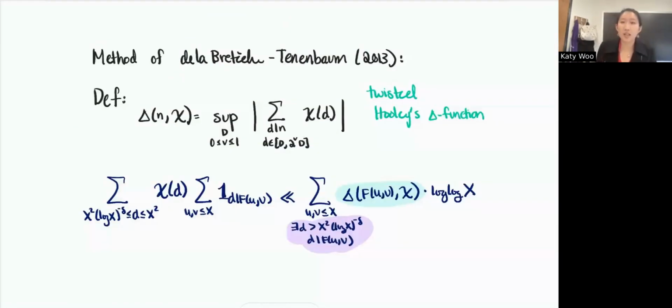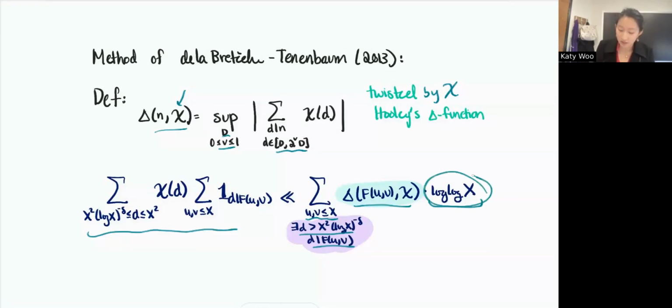So let's define, for a non-trivial character chi, delta of n, chi to be the supremum over d and exponents v of the divisors of n sitting inside of some dyadic range of chi of d. We'll call this the twisted Hooley delta function because it's twisted by the character chi. You can show that the contribution from these large moduli will be bounded by the sum over u and v up to x, such that there exists a large divisor of f of uv, of delta of f of uv, chi, times this log x factor, and that's just coming from the fact that we had log x dyadic intervals in this range.